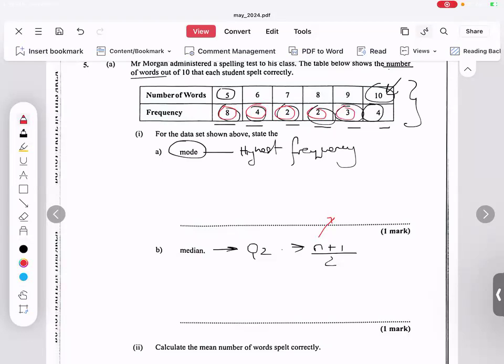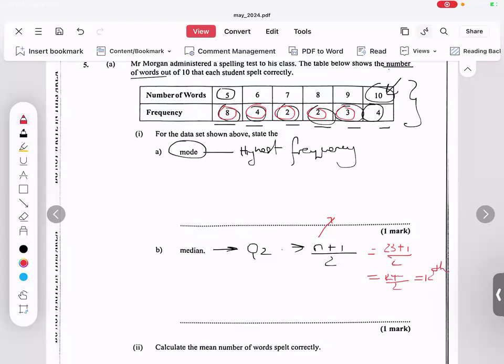Oh, we double check that again. 8 and 4 is 12. 12 and 2 is 14. 14 and 2 is 16. It's 23. Okay. So therefore, the position of the median is 23 plus 1 over 2. So the median is located at the 24 divided by 2 position. So the median is located at the 12th position.